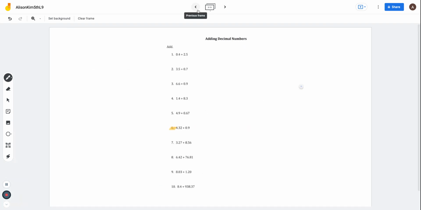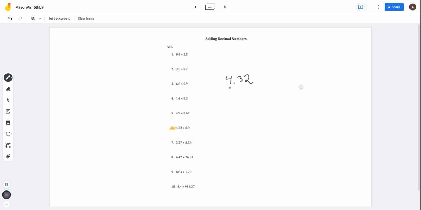Now we're going to be adding decimal numbers. When we're adding decimals, the most important thing is the decimal places. And so you need to line them up. And I'm going to show you with number 6. Number 6 gives us 4.32. Gotta make that decimal visible. Plus 0.9. So what you need to do is make sure that the decimals match up.